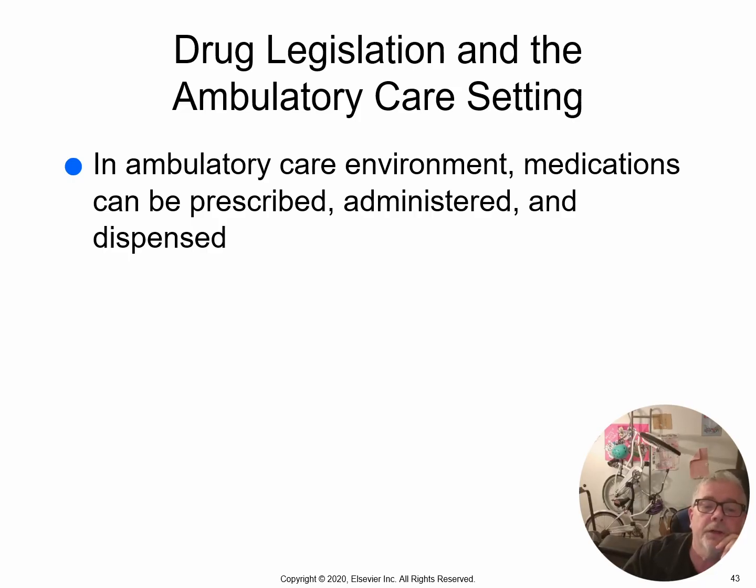So in the ambulatory care environment, medications can be prescribed, administered, and dispensed. So what's the difference? A prescribed medication can only be done by the provider. They either put an order into the electronic health system, or in the old days, they would write it on a piece of paper and give that to the patient. The patient would take that prescription to the pharmacy to get that medication filled with all the directions, the number, the days. Now that's not something a medical assistant obviously can do.